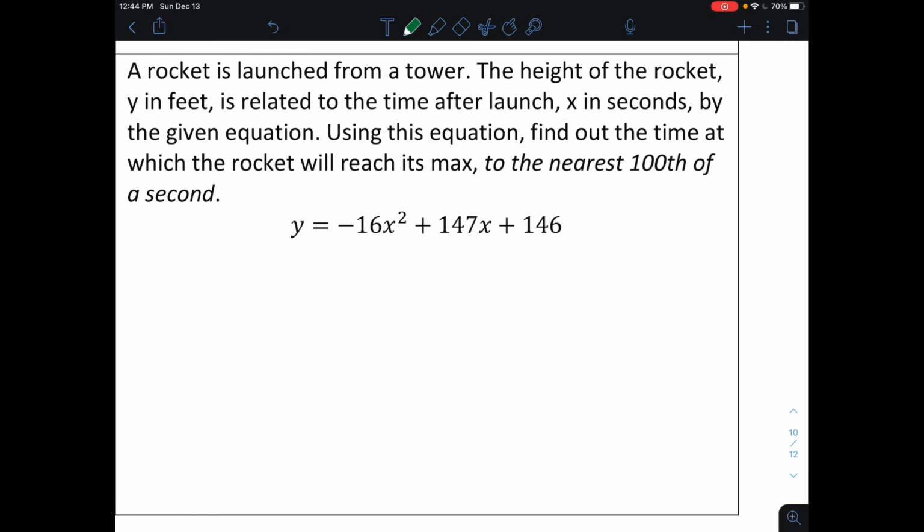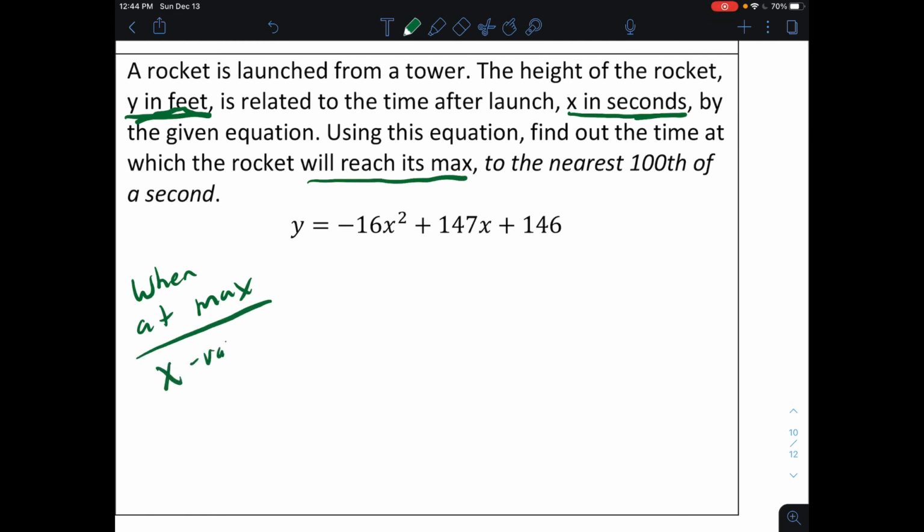All right, last one. A rocket's launched from a tower. The height of the rocket, Y, is in feet. X is the number of seconds after launch. Using this equation, find out the time when the rocket will reach its max. So I need when it's at its max. Because it's the when, not what is the max, we're looking for the X value here. So we need to graph this, find its max, record its X value, and round it to the nearest 100th of a second.